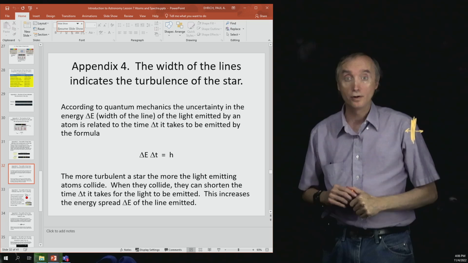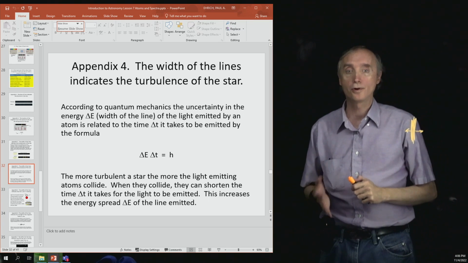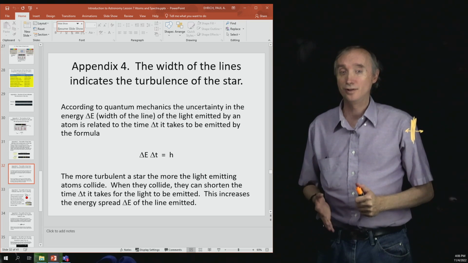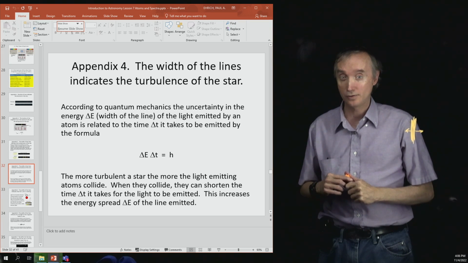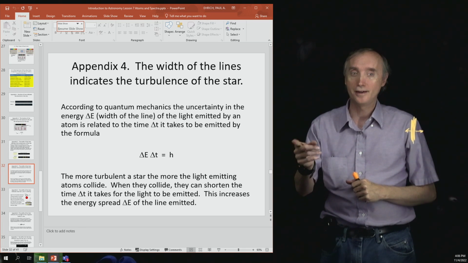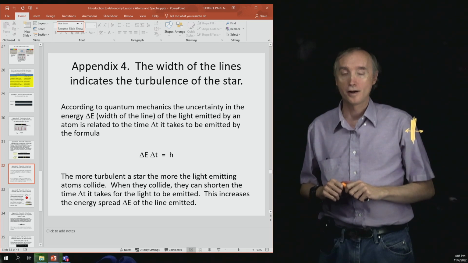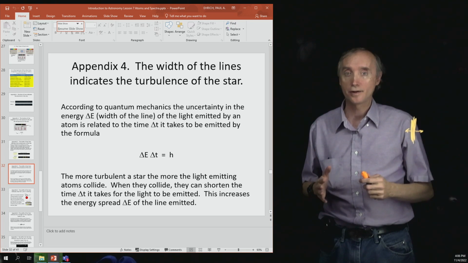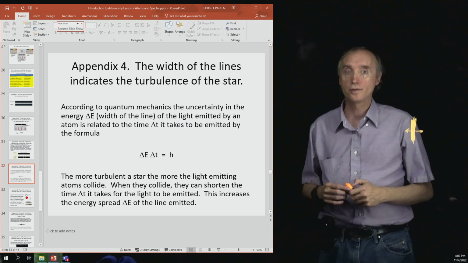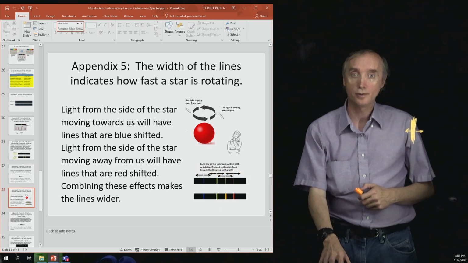In Appendix 4, I said that if you're one of my students, you don't need to worry about this one, because this gets into quantum mechanics, which I really don't want to go into in too much detail. So I'm going to let you read that. Okay, and if you understand it, fine. If you don't, that's fine. But that's the quantum mechanical explanation for why turbulence causes the width of the lines to increase. So let's go to the next one here, appendix number 5.